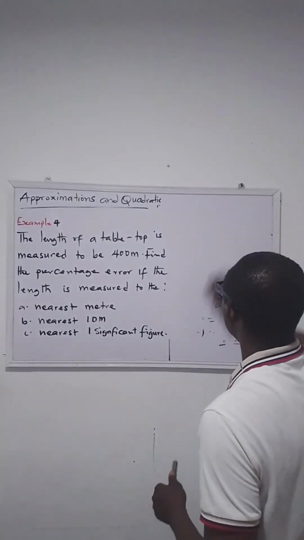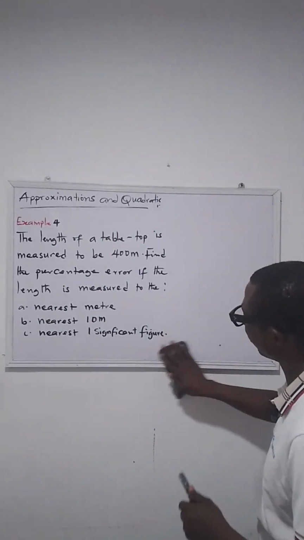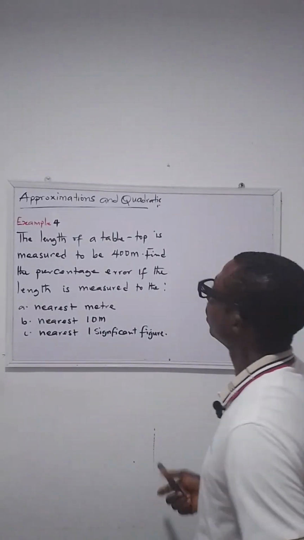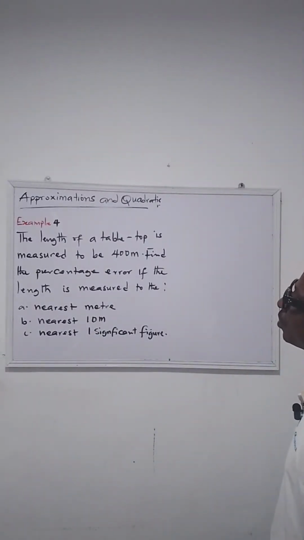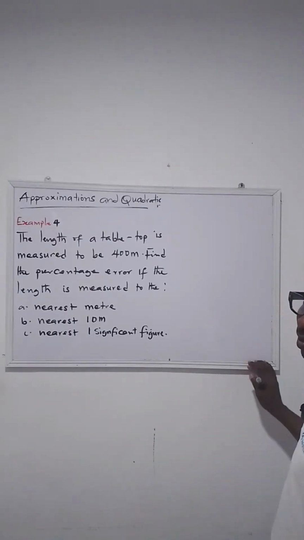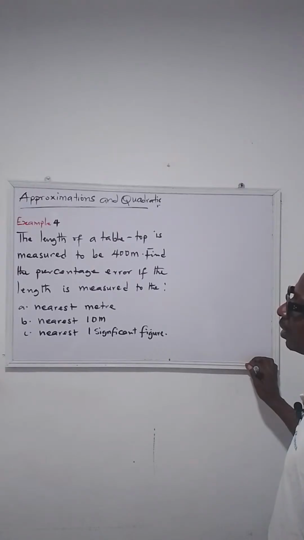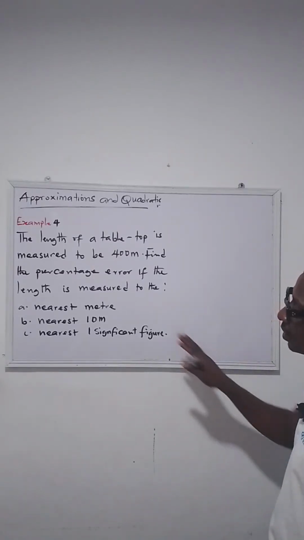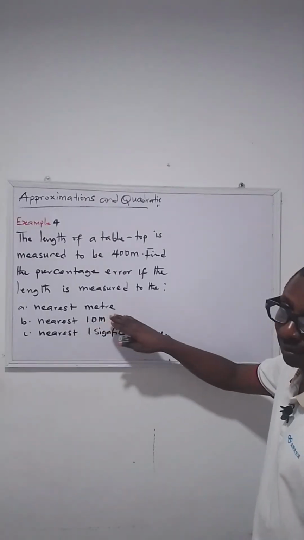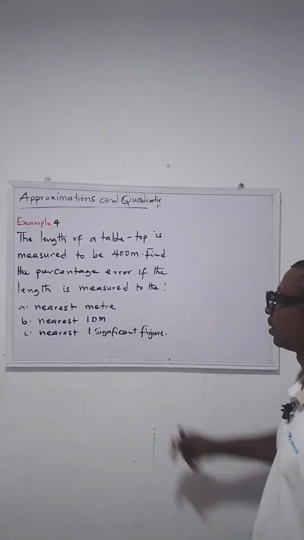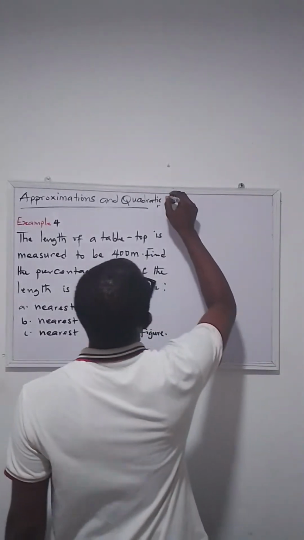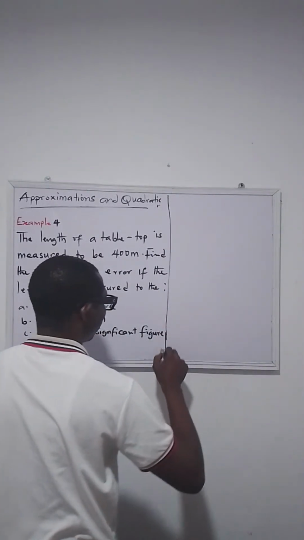Okay, yes. Can we look at the next question? Yeah, the length of a tabletop is measured to be 400 meters. Find the percentage error if the length is measured to the nearest meter, the nearest 10 meters, the nearest one significant figure. So how do we solve this problem?